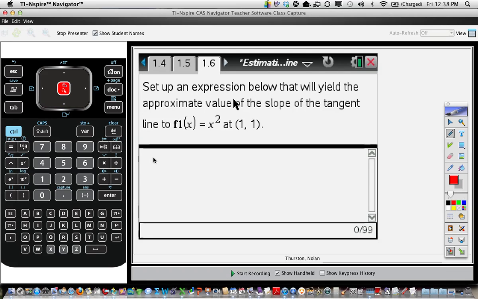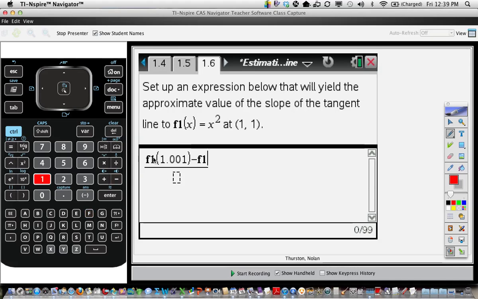So what would I do to get the y value at 1.001? What can I type right here? Careful. F1 of, okay, so let's do that. F1 of 1 point, let's do 2 zeros. Let's do F1 of 1.001, then what? Minus, no, I don't want to go on two sides now.